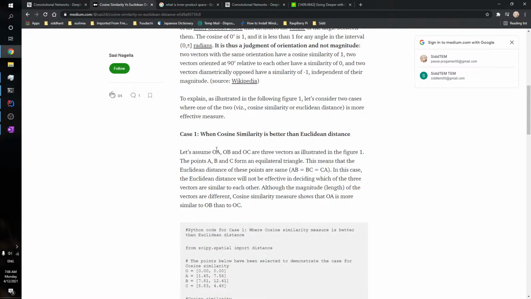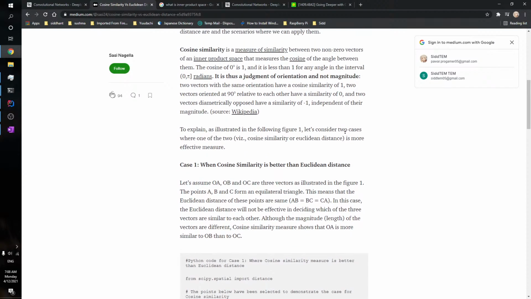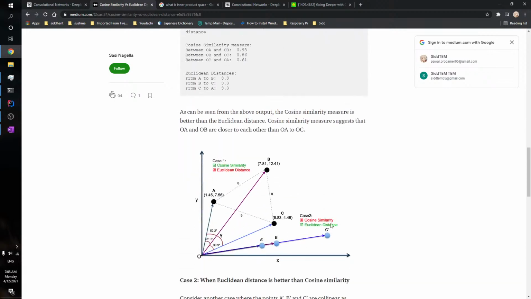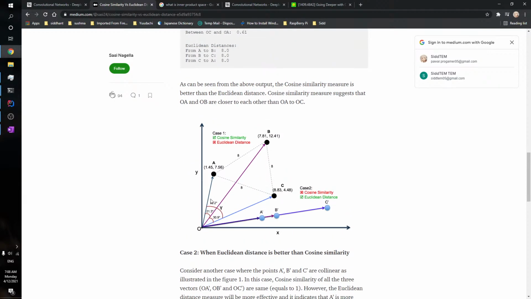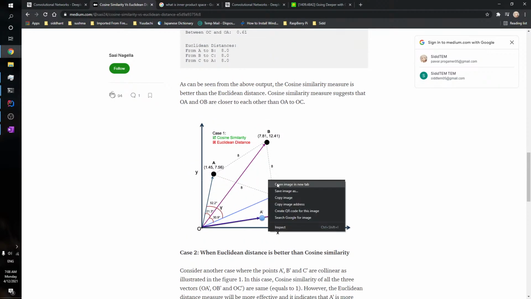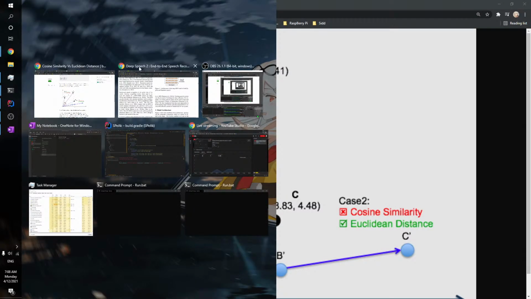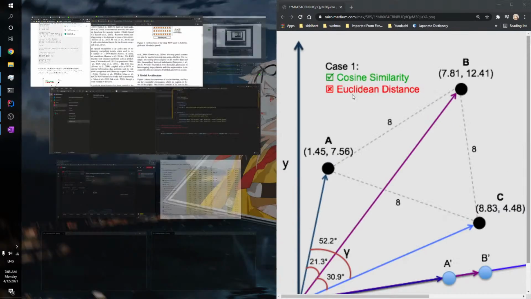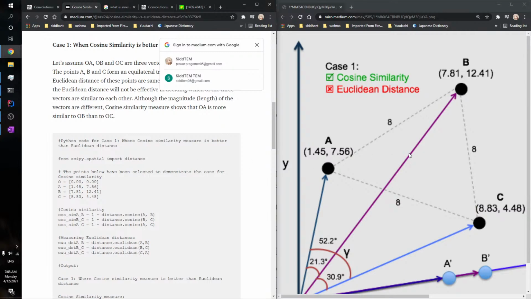Let's take a look. Three vectors as illustrated in figure 1. Where is figure 1? Okay, is this figure 1? Let's go ahead and open it in a new tab and put it to the side so we can refer to it at the same time.